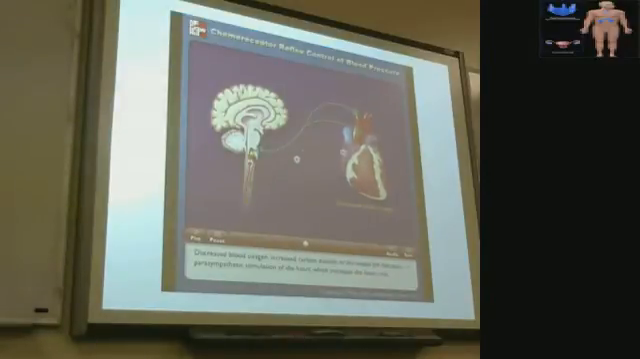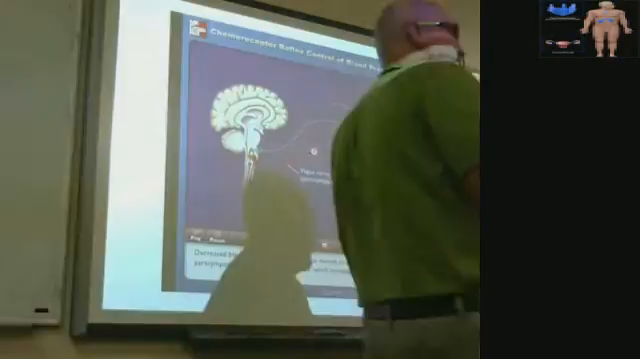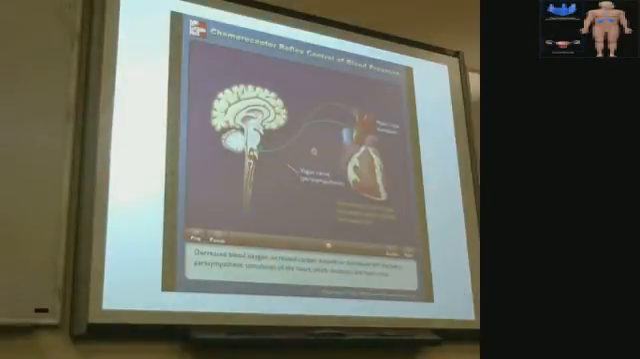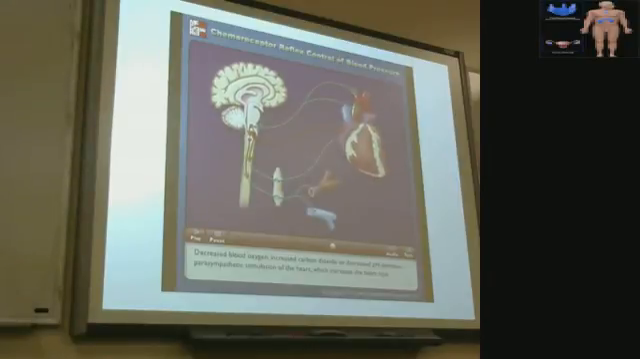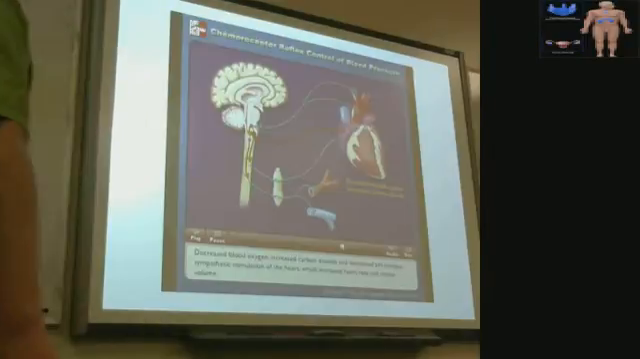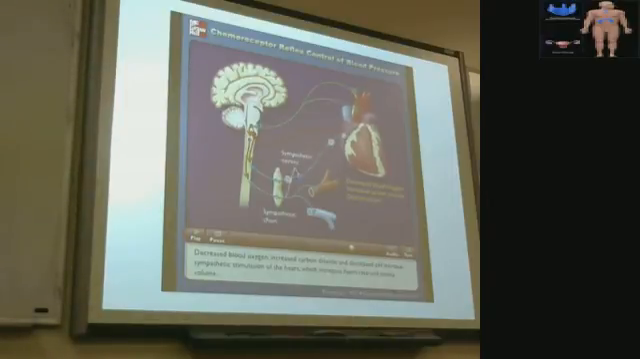Decreased blood oxygen, increased carbon dioxide, or decreased pH decrease parasympathetic stimulation of the heart, which increases the heart rate. Decreased blood oxygen, increased carbon dioxide, and decreased pH also increase sympathetic stimulation of the heart, which increases heart rate and stroke volume. Increased sympathetic stimulation of blood vessels increases vasoconstriction.